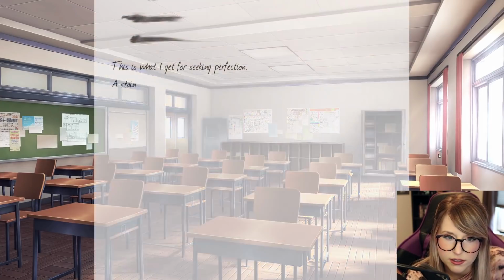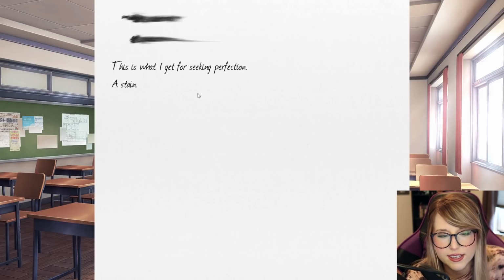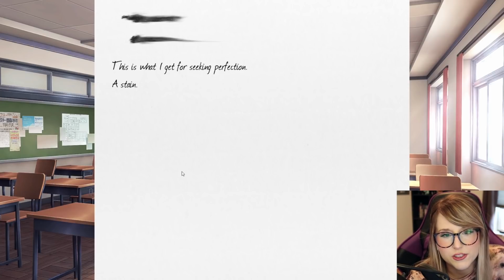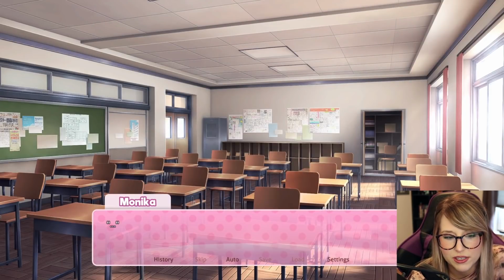Monica writes, "This is what I get for seeking perfection. A stain." Ah, that's cool. I like that, though. That's artistic in its own way. Kind of like she literally just makes stains because she can't write anything because she wants it to be perfect so bad. I think that's a cool poem. Maybe that's when she starts learning to want to use the space on the paper more. Because I feel like it does a good job of illustrating her point.